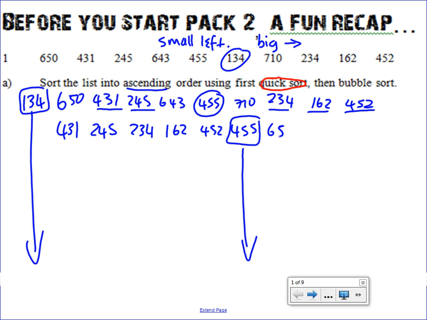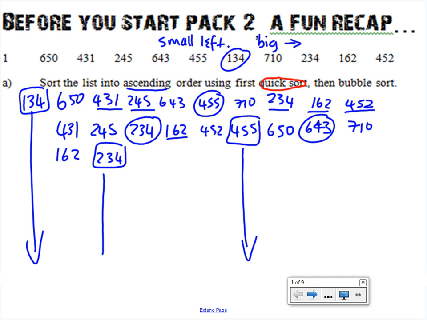Then we have 650, 6, 4, 3, and 7, 10. So we can now pivot 6, 4, 3, and 2, 3, 4. Things less than 2, 3, 4, just that one. Things less than 6, 4, 3, nothing. So we get 1, 6, 2, 2, 3, 4, now fixed.